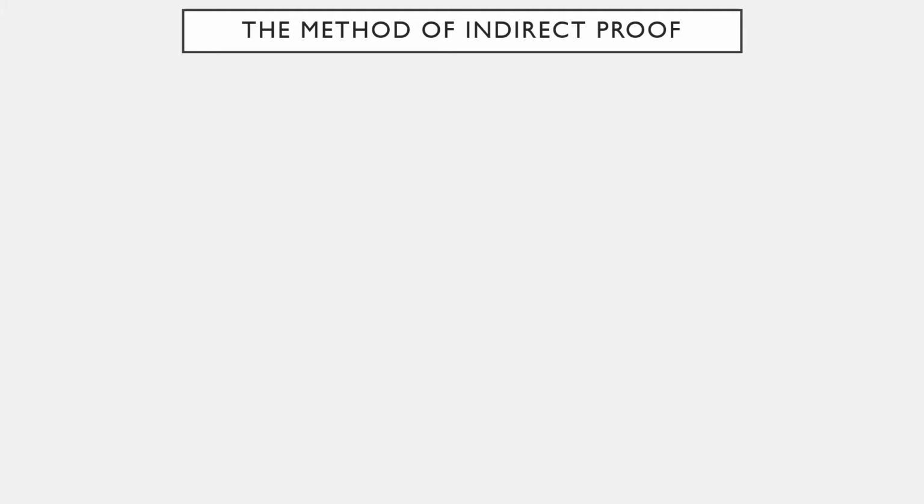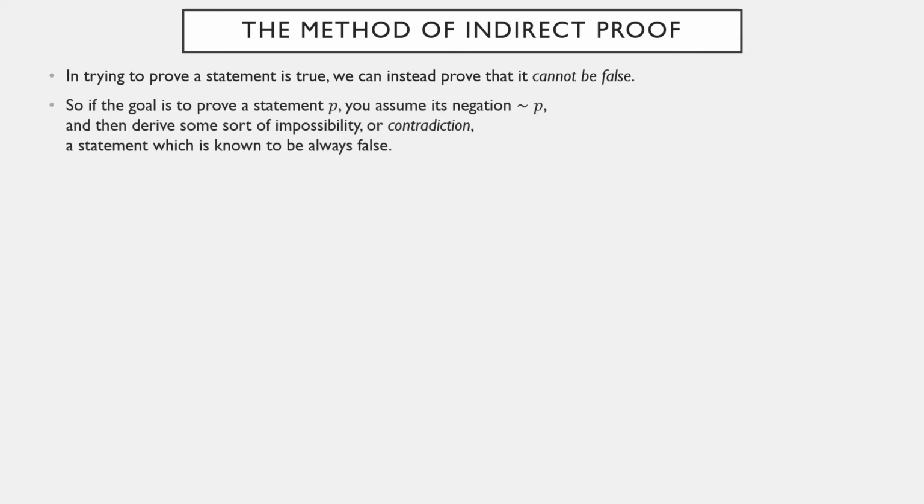Well, if that's direct proof, assume the hypothesis, derive the conclusion. What's indirect proof? Instead of trying to show that your claim is true, prove that it can't be false. Remember, statements have to be one or the other. So if it can't be false, it must be true. So the goal is to assume the negation of the thing you're trying to prove. Whatever the statement is, and it can be a big nasty compound statement, but we're just going to write it as a single letter here. If you want to prove something is true, you assume the negation.